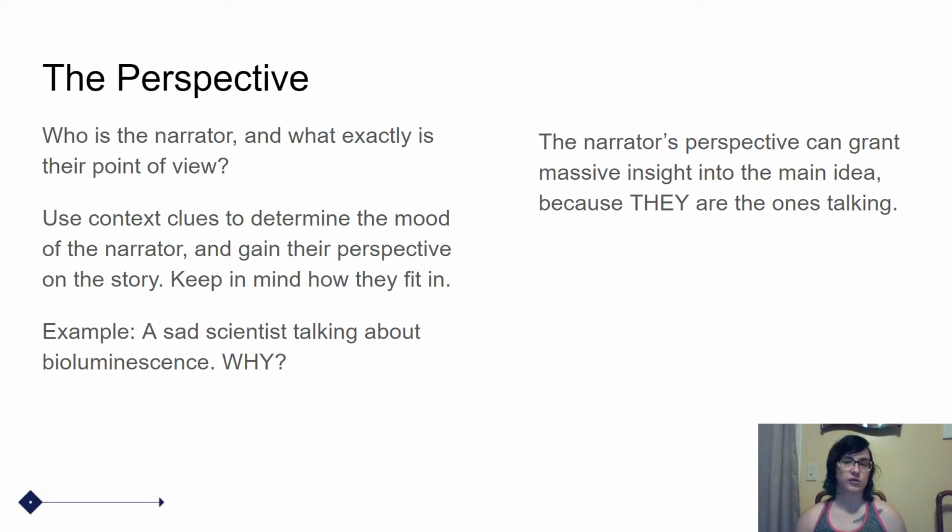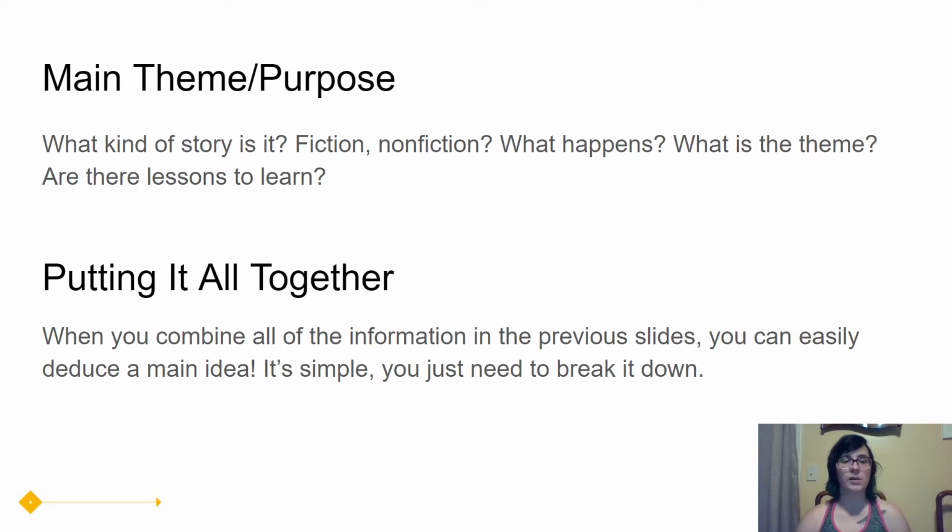Who's telling the story really does matter because maybe it can bring to the forefront different themes that you may not have gotten if, say, the story's about a child. Maybe hearing from their perspective isn't necessarily beneficial because children don't have the most complex minds, if that makes sense. That's just an example. So then it comes to the main theme and the purpose.